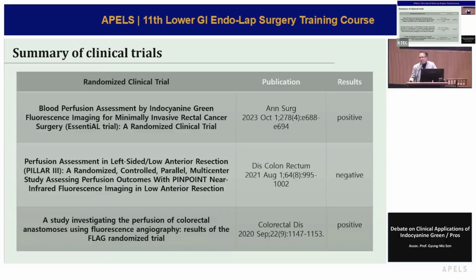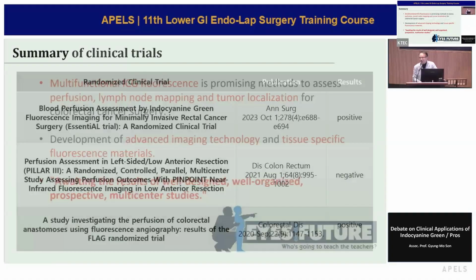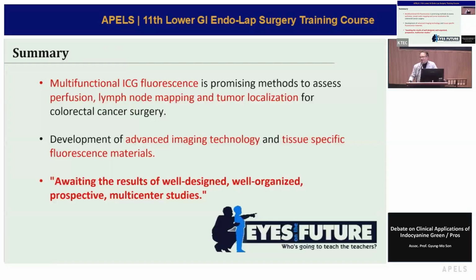Until now, this is equivocal. Some studies show a positive rate, some studies show a negative rate. Actually, the essential trial from Japan got an improved result in the ICG group, reducing the anastomotic complication. But that's not superior. But I believe that study result is positive. So we need to wait for the result of a well-designed, well-organized, prospective, multi-center trial in the future.